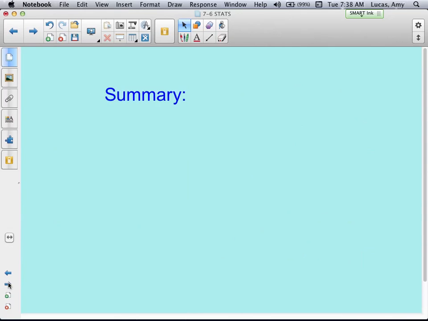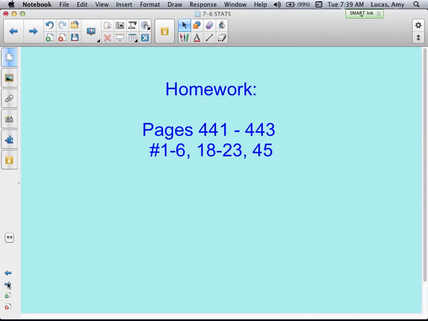Okay, you should be able to write a summary now about multiplying a monomial times a polynomial. Think about the steps and think about the method that you choose to use. And here are your homework problems.